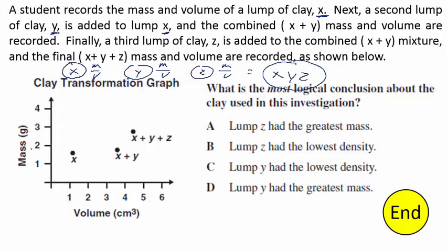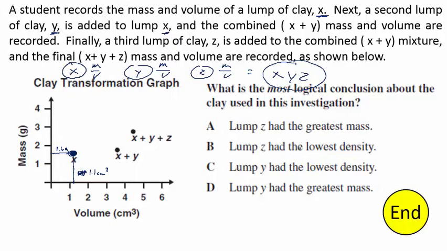Down here we've collected some data about the mass in grams and volume in centimeters cubed. If we just focus on point X here, we can gather that if we go down here, the volume is about 1.1 centimeters cubed, and the mass is about, moving over, we'll say 1.6 grams.